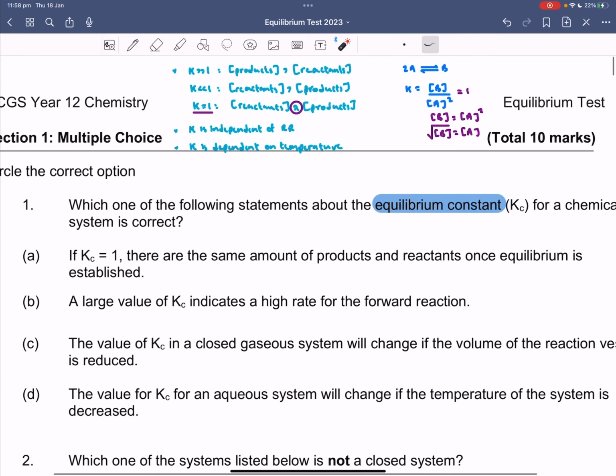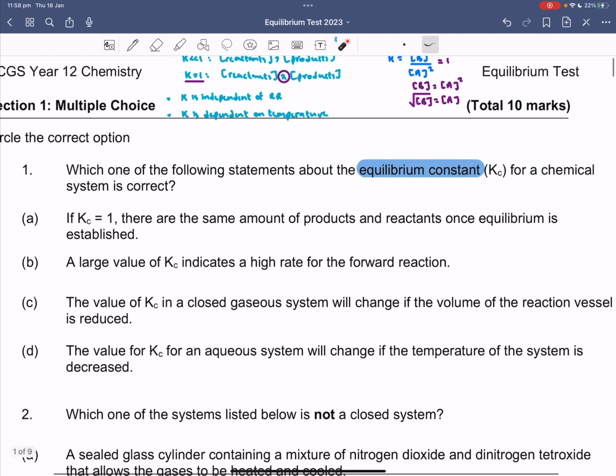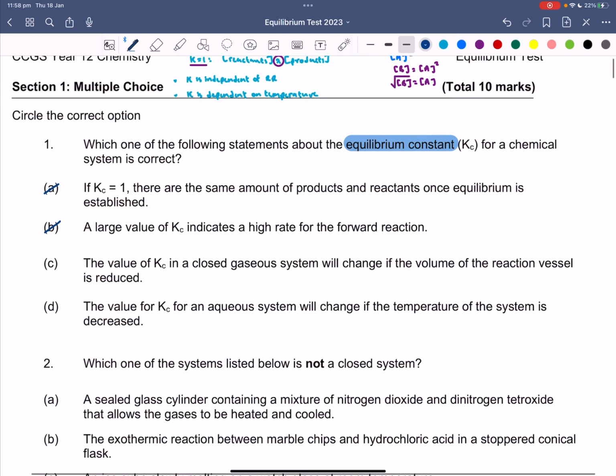Okay, so let's have a look at this question. Which of the following statements is correct? A: If K equals 1, there are the same amount of products and reactants once equilibrium is established. Now, we just agreed it's not necessarily the same, it's just approximately equal. So even though that answer is almost correct, it's not quite right, so not A. B: A large value of K indicates a high rate of forward reaction. I just said that K is independent of reaction rate, so B is not true.